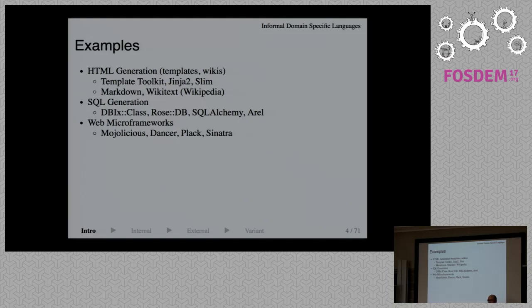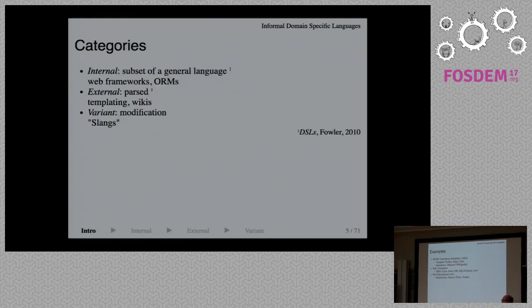Web microframeworks are another example. The cute syntax that you use to generate your routes, where you say get this, post that, and it generates routes. Those are also informal DSLs.